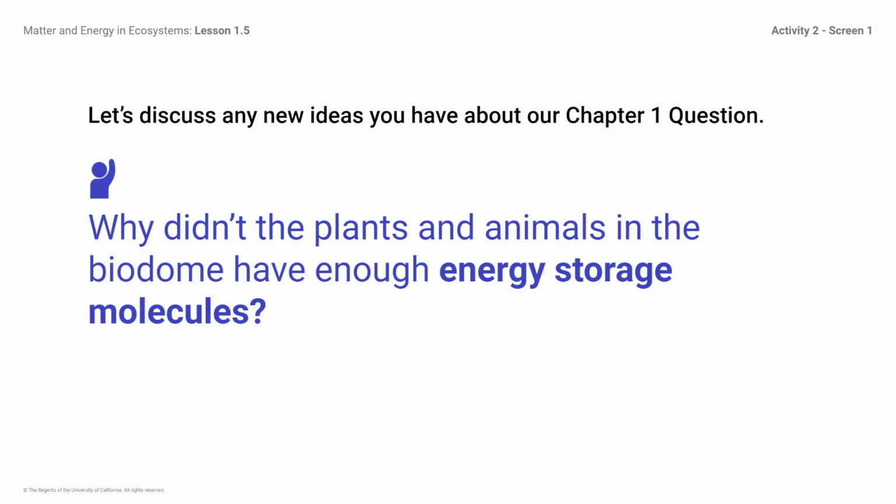Carbon is part of carbon dioxide, which is abiotic matter. Carbon is also part of energy storage molecules, which are biotic matter. During the process of photosynthesis, producers make energy storage molecules using carbon from carbon dioxide and energy from sunlight. This moves carbon from abiotic to biotic matter. The key concepts we learned in the last lesson answer our investigation question about where energy storage molecules come from.